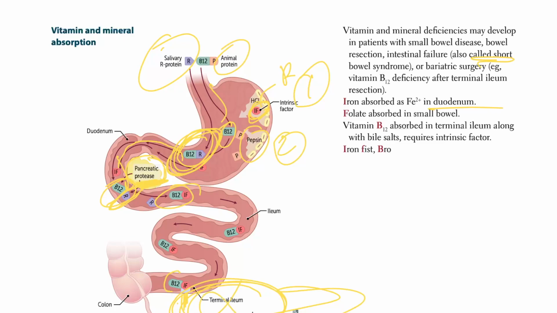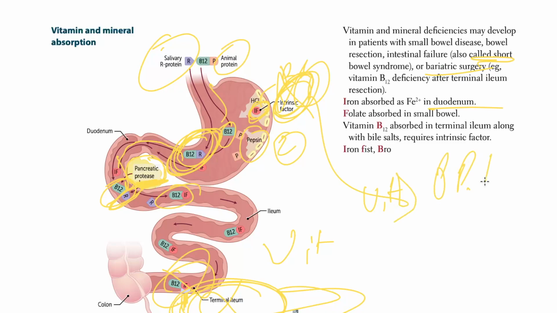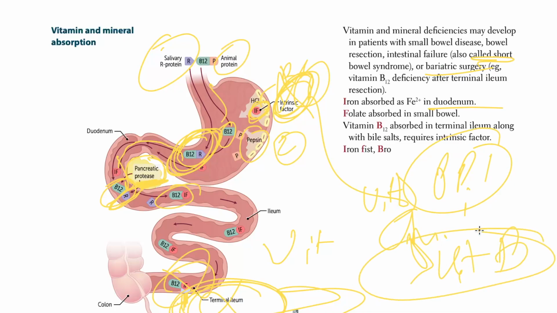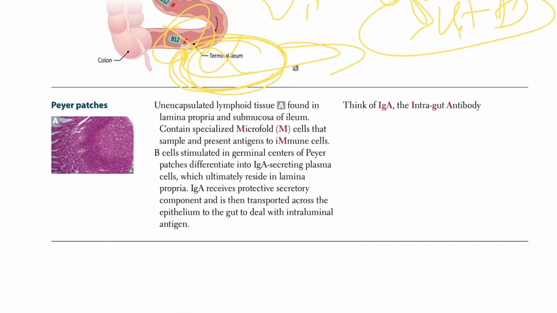But if you don't have terminal ileum, as in bariatric surgeries, guess what? You are vitamin B12 deficient. If you don't have parietal cells, you're vitamin B12 deficient. What else? If you don't have acid, if you're blocking it through PPIs, chronic PPI use gives you vitamin B12 deficiency. So, yeah. All right, moving on. Peyer's patches.